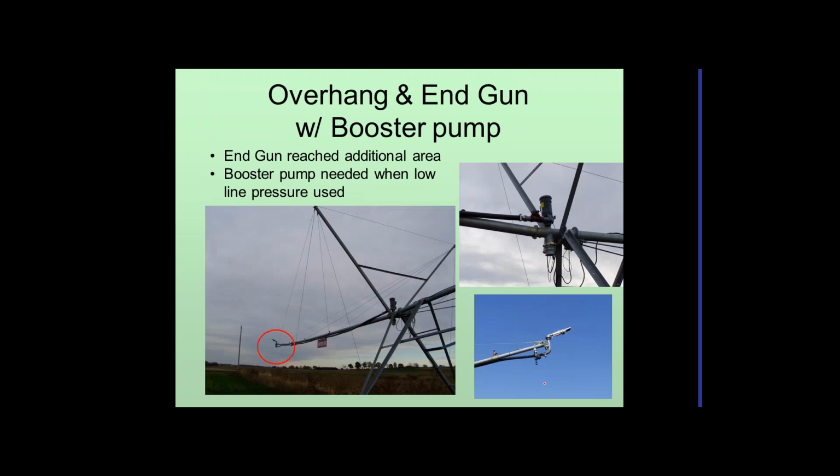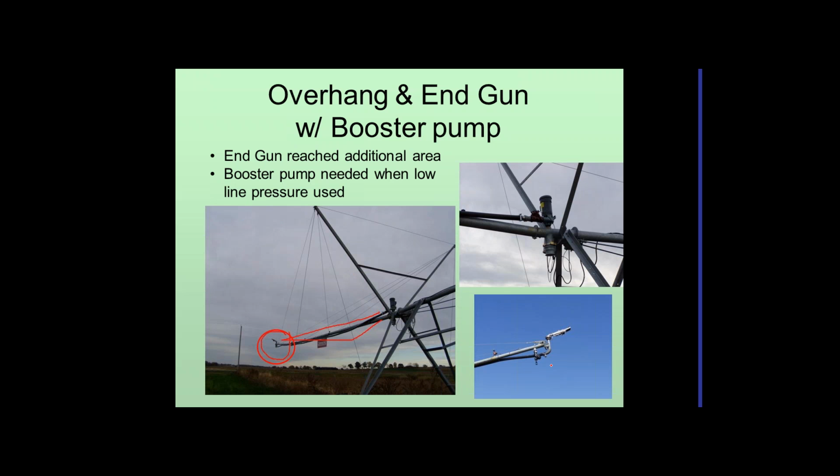On the end of each system, a lot of times there's an end gun. That's this out here in red, so that's the end gun. And this section here is called an overhang. The overhang can vary in length from 10, 20 feet to up to maybe almost 100 feet, depending on the system. Typically in Wisconsin, they're not that big, but typically we'd have an end gun on the end of it.